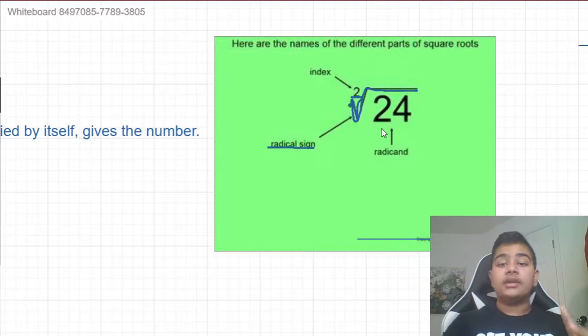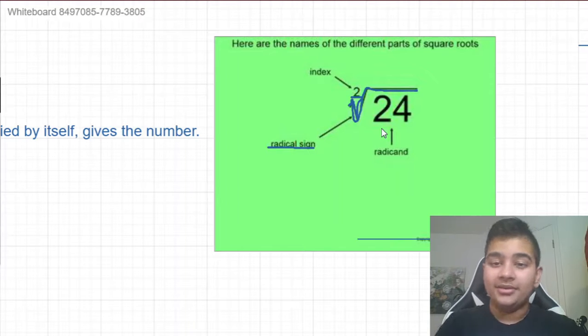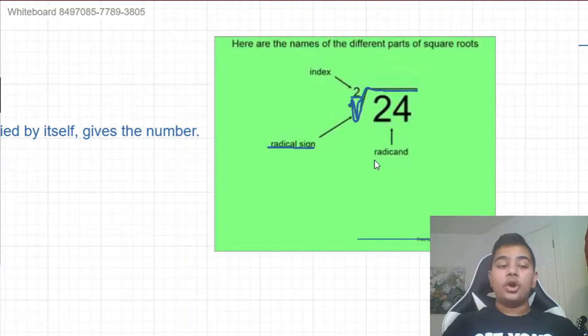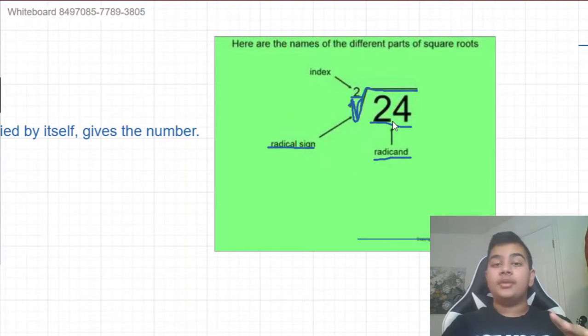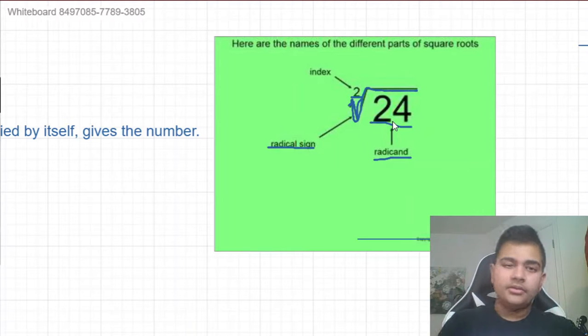So let's look at the number inside. The number that's becoming rooted, as I would like to say it. So it's called the radicand. There's 24 inside of the sign. So this will become rooted. So now let's move on to our examples.